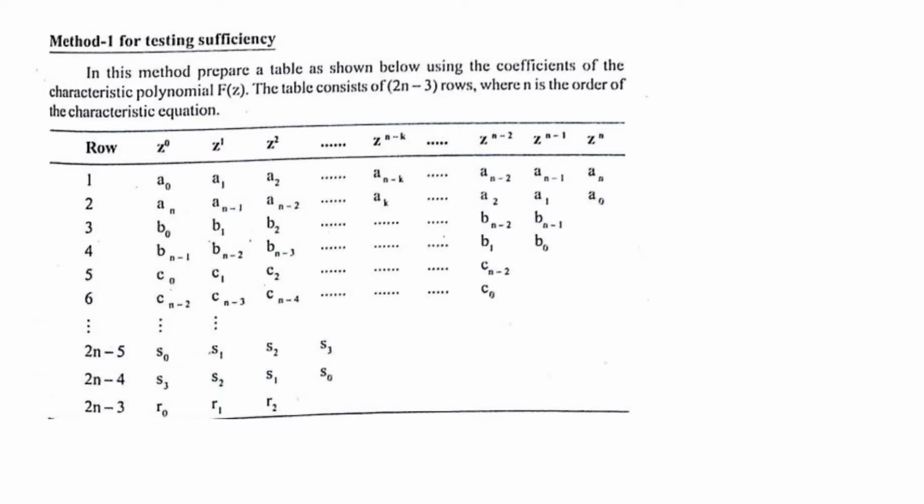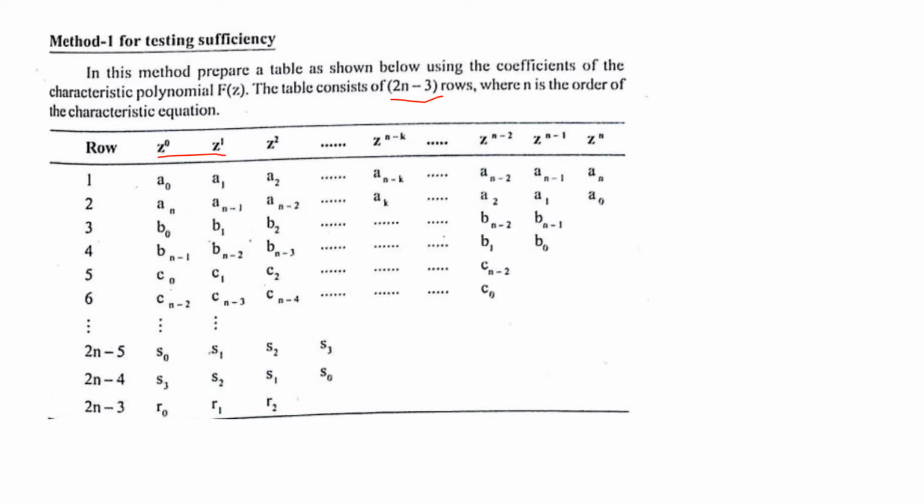The number of rows depends on 2n minus 3, right? So if n is equal to 3, you have 3 rows. Okay, so 1, 2, 3, right? Then z raised to 0, 1, 2, 3, that is the ascending order of the powers of z. The powers of z should be in ascending order up to z raised to n.